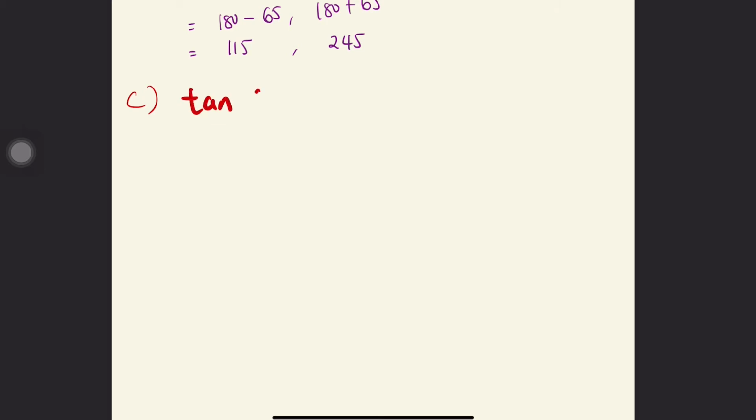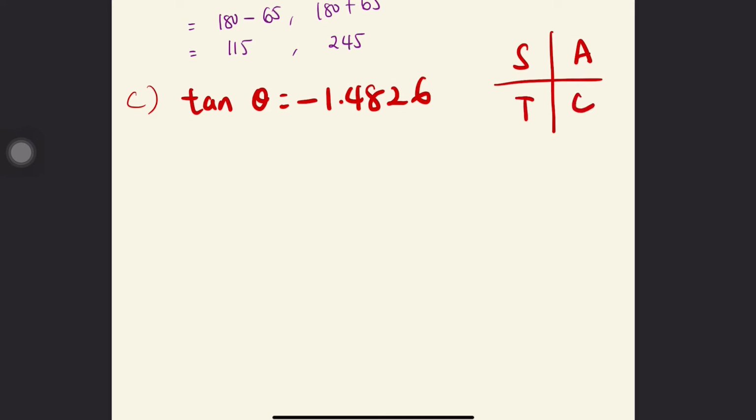Okay, tangent theta negative 1.4826. Okay, lukis quadrant, add sugar to coffee. Okay, now you have tangent negative. Okay, so tangent is positive at 1 and 3. So dia akan negatif pada 2 and 4. Tulis quadrant, quadrant 2, quadrant 4.